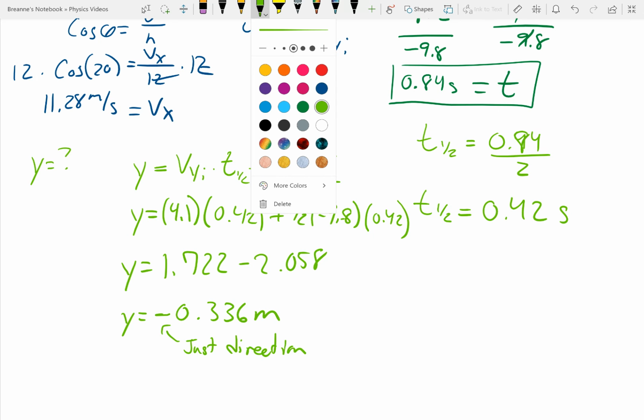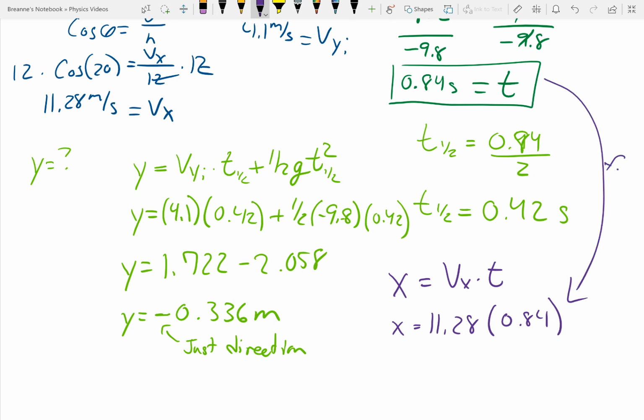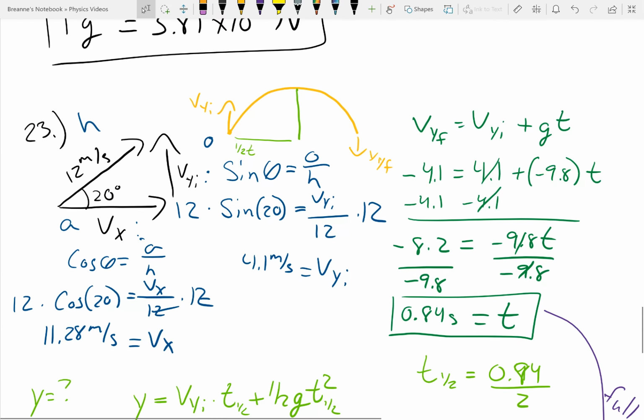And then if we wanted to take it a step further and solve for our x direction, that's our Vx times time. So this one we would use our full time. So we solve for our delta x. Our Vx is 11.28. Our time, make sure you're using full time, because think about your distance happens at full time.